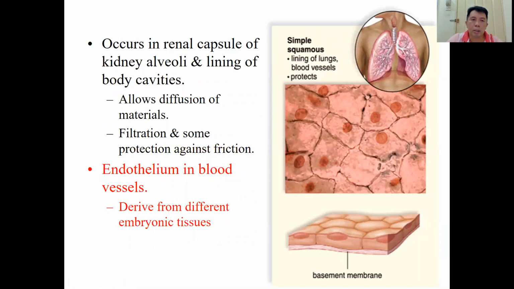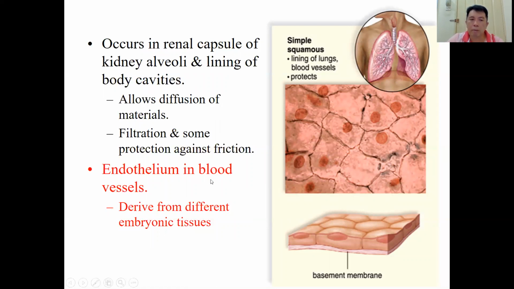Simple squamous epithelium occurs in the renal capsule of the kidney, the alveoli, and the lining of body cavities. It allows diffusion of materials because it is thin enough, as well as filtration and some protection against friction. These are the functions of the squamous epithelium.